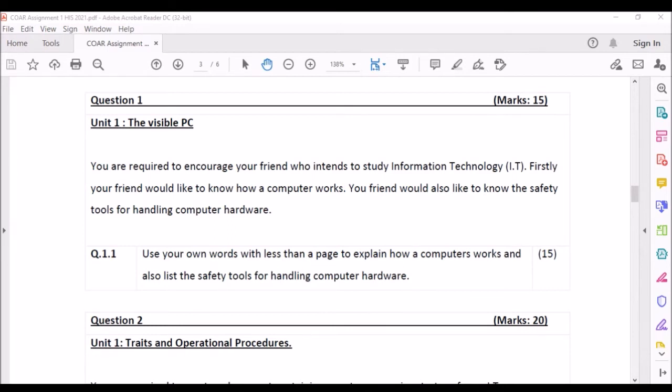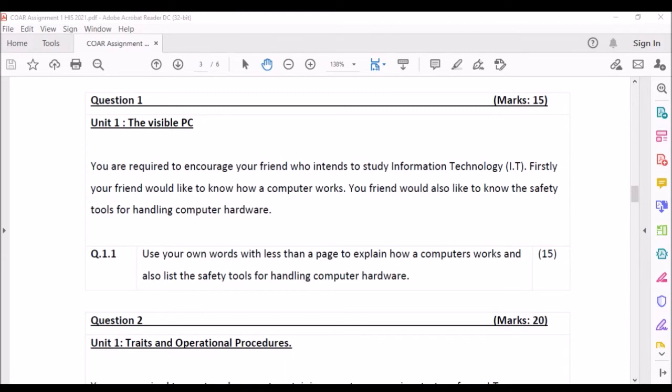So I think that one is a pretty straightforward 15-mark question. Just make sure that you don't forget to mention the safety tools part after literally looking at the computing process in terms of explaining how a computer system works. I think that clarifies that particular part there.